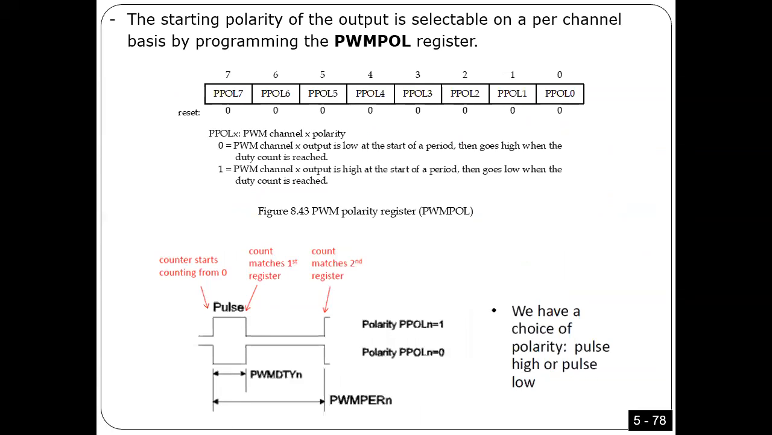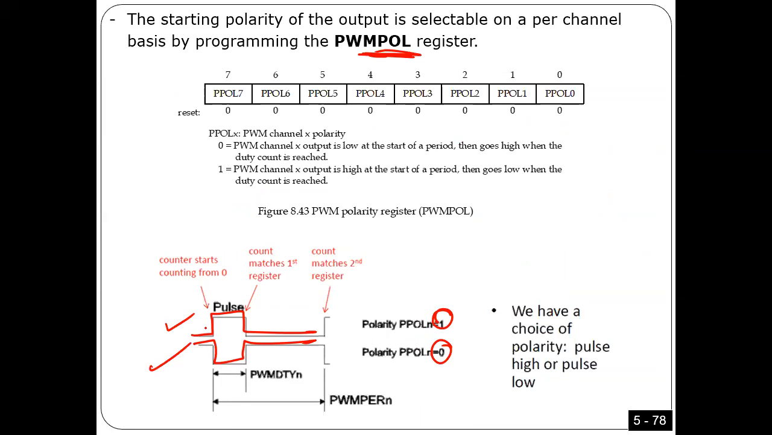Another one here, which might not be very important, but I'm going to explain it. We call it polarity. Polarity is the shape of the signal you want to generate. You want to generate a signal this way, or you want to generate the signal this way. Here the polarity is 1. Here the polarity is 0. So you can generate it this way or this way, whatever you like.